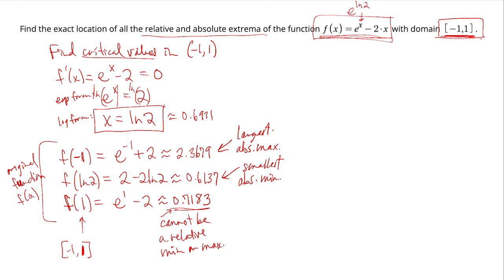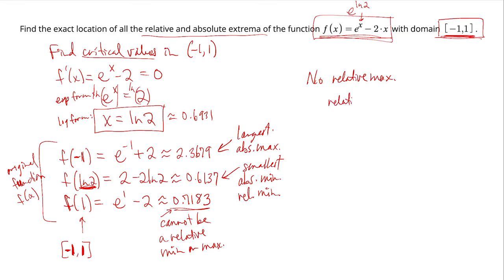Looking at the value ln of 2, that was in the interior, and it was an absolute minimum. Because it's in the interior, it's also classified as a relative minimum as well. Now, the largest value, the absolute max, occurred on the boundary at -1. So that means it cannot be a relative maximum, so there is no relative maximum.